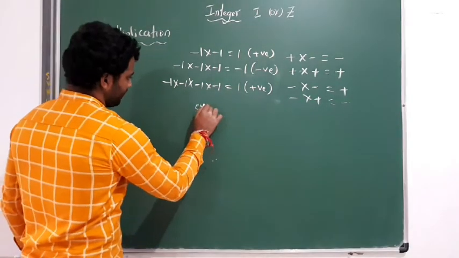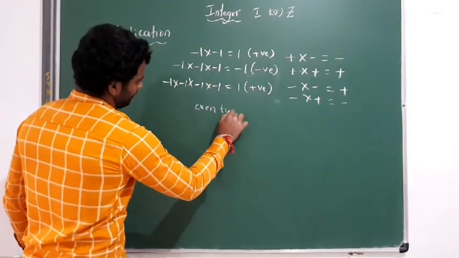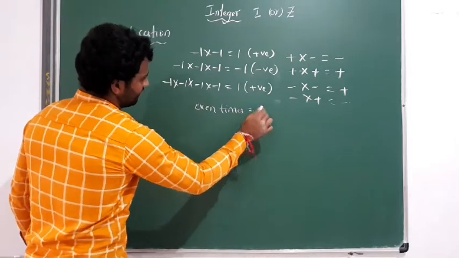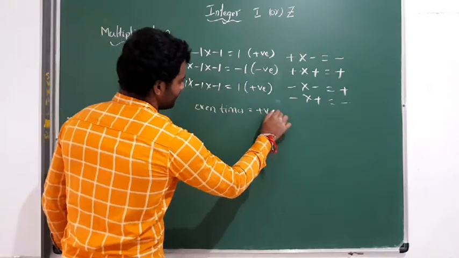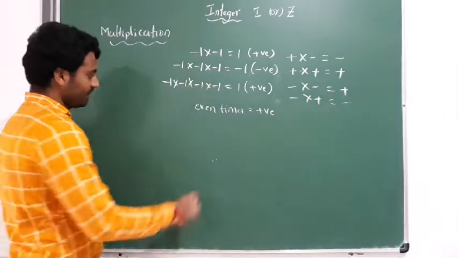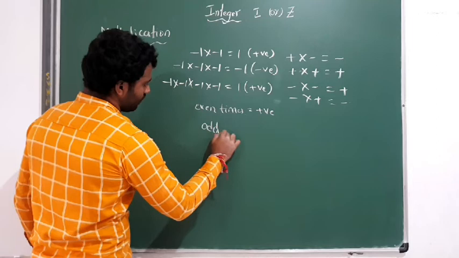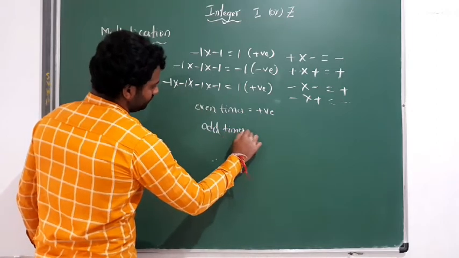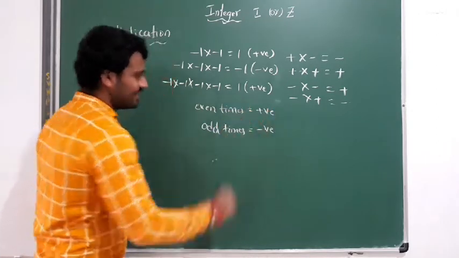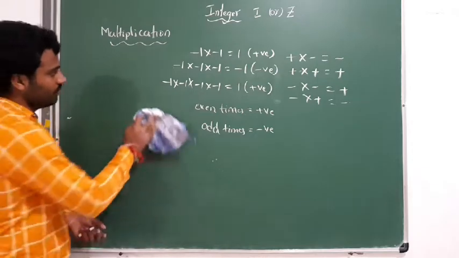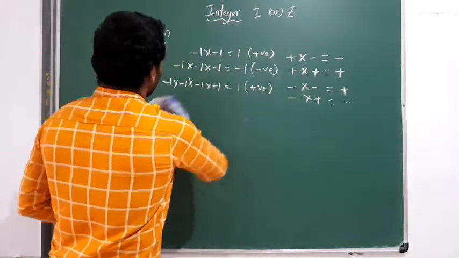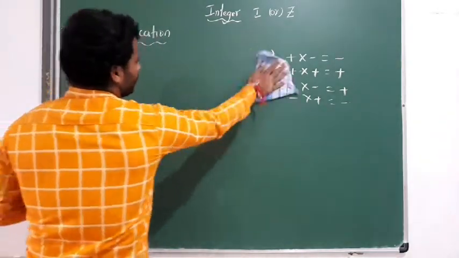In general, if you are multiplying an even number of times, the answer is positive. If you are multiplying an odd number of times, the answer is negative. Clear? This is some basics. Now we will apply the properties for multiplication also.